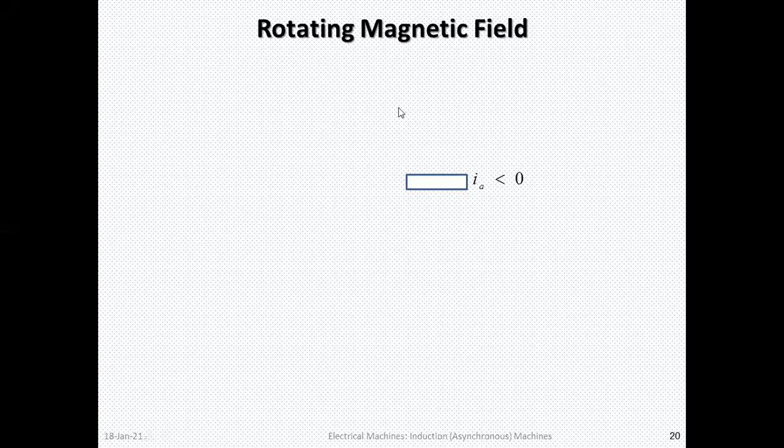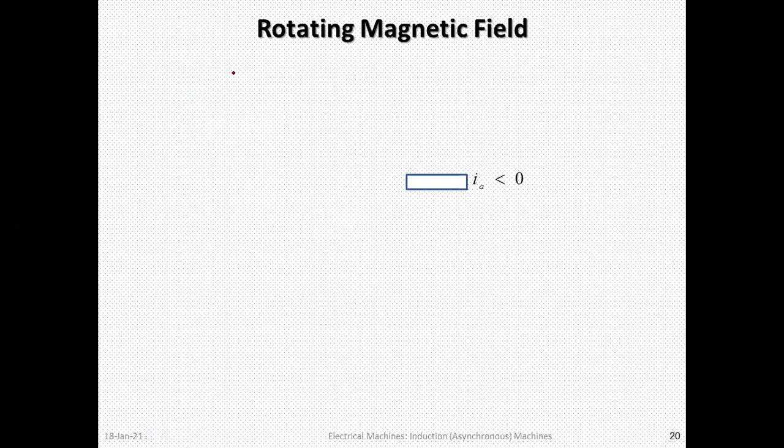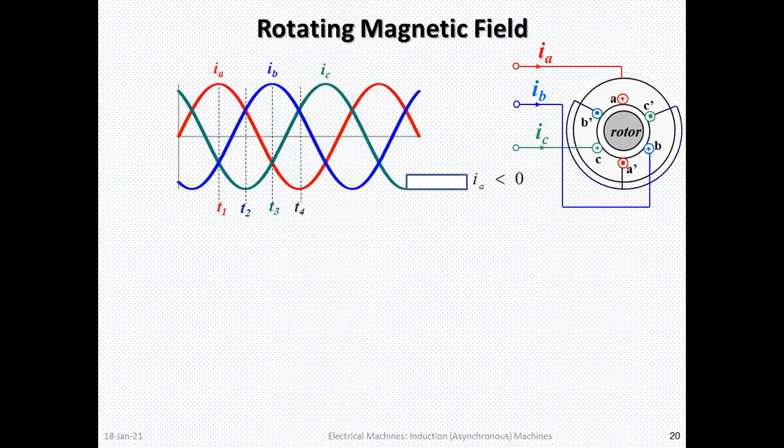So in part three of the induction motor, the rotating magnetic field is going to be discussed. So today I will also give some idea about the rotating magnetic field. Suppose this is our three phase system and the currents flowing in it are IA, IB and IC.